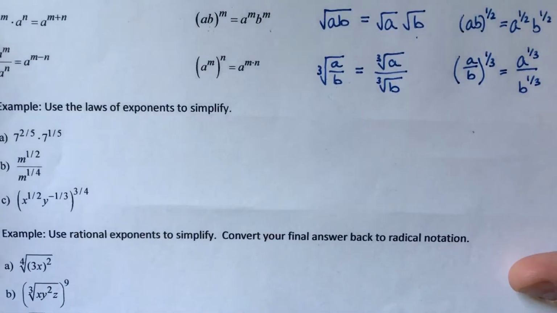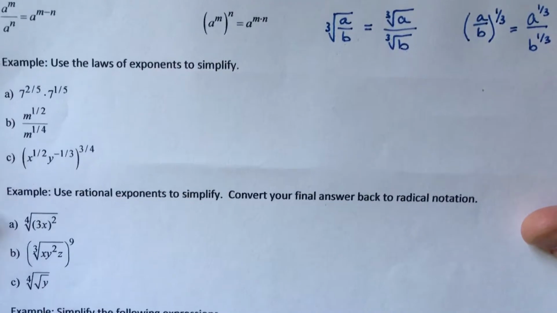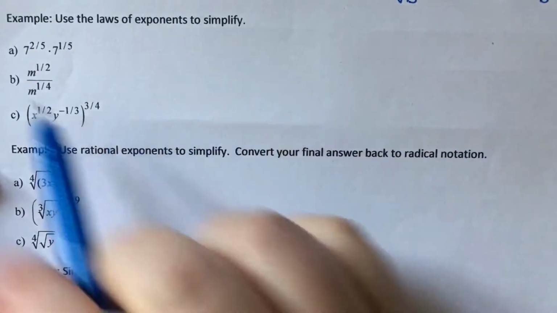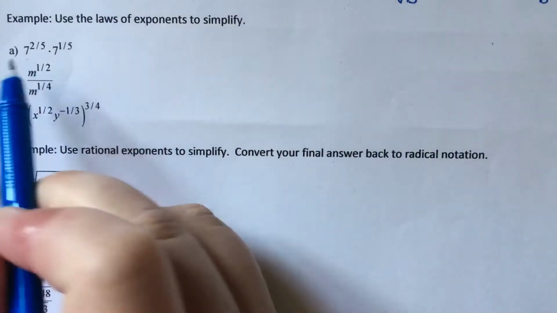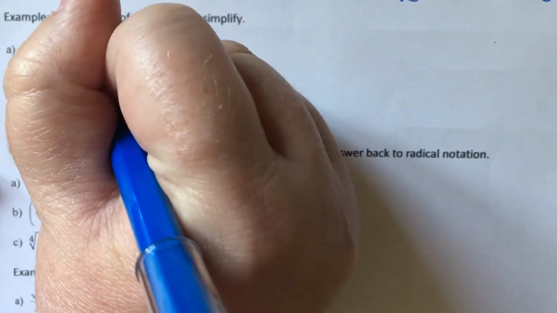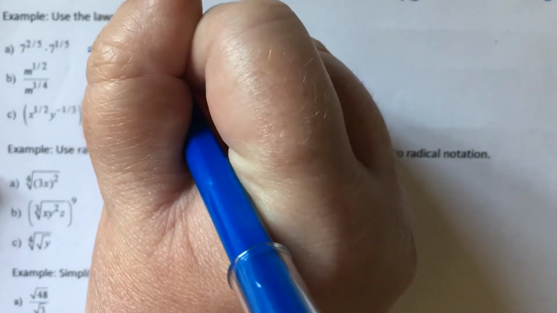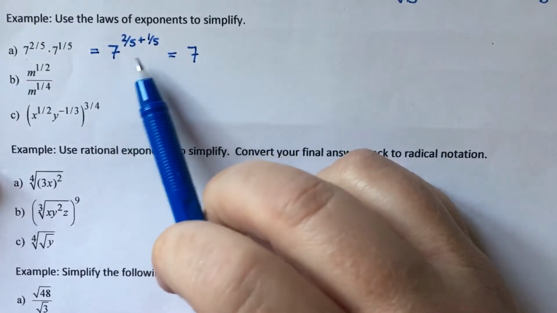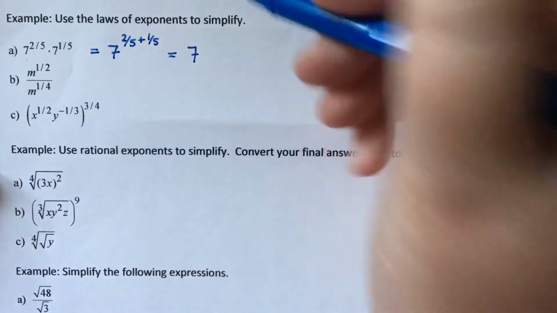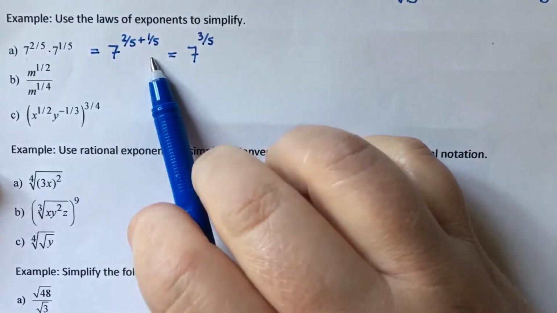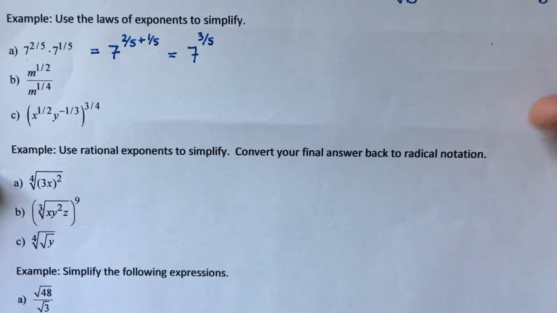So let's try some examples of what this might look like in our homework. It says, use the law of exponents to simplify. So here I'm seeing the bases match, and we're multiplying. So that means I can add the exponents. So 7 to the 2/5 plus 1/5. And they were nice to us. These exponents that we're adding both have that same denominator of 5, so it's easy to add them. So 7 to the 3/5 power.